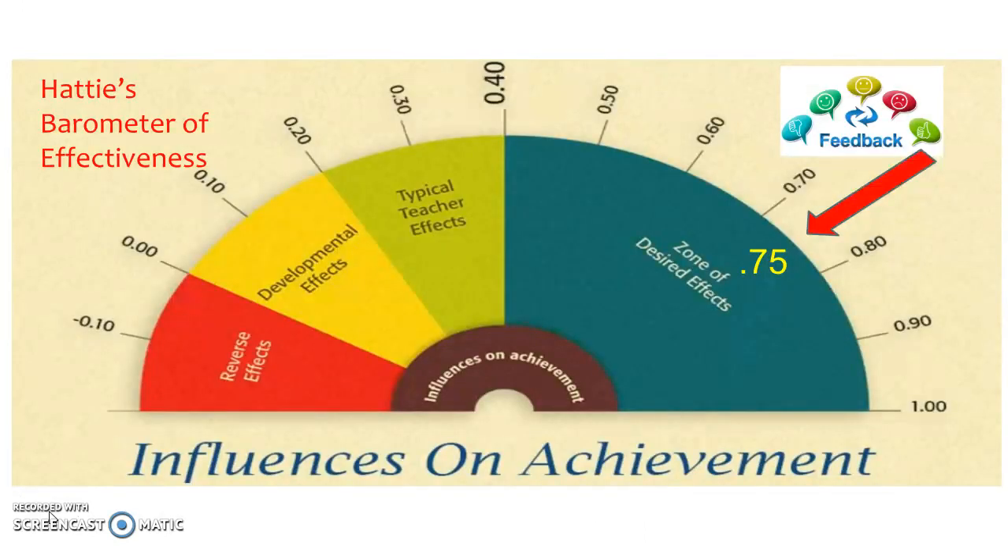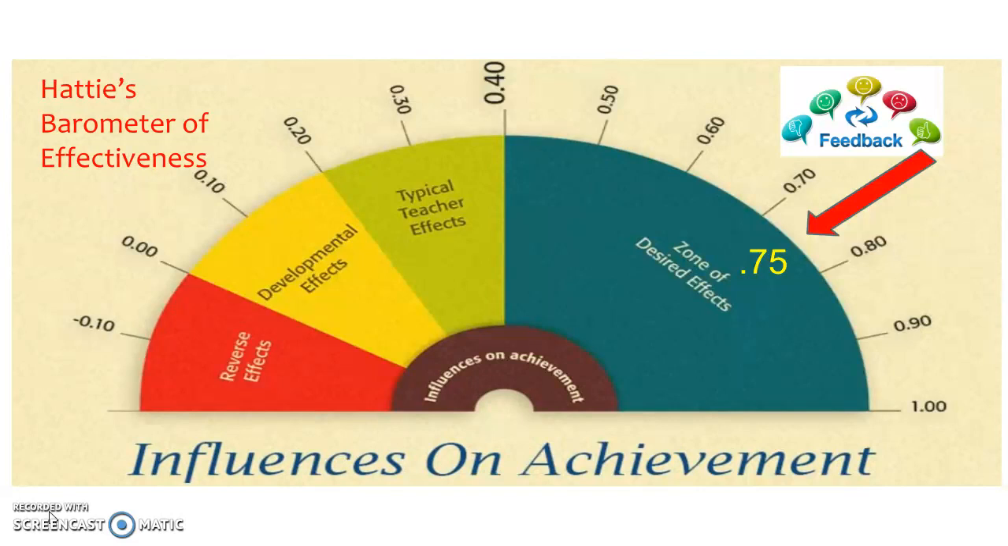Here you see Hattie's Barometer of Effectiveness. Through John Hattie's research, common teaching practices were put into one of four categories that you see in front of you. On the left-hand side in the red are teaching practices that have reverse effects. In the yellow, you see teaching practices that would have developmental effects, anything from a 0.0, numerically speaking, to a 0.2. In the green, you would see teaching practices with typical teaching effects, basically one year's growth.